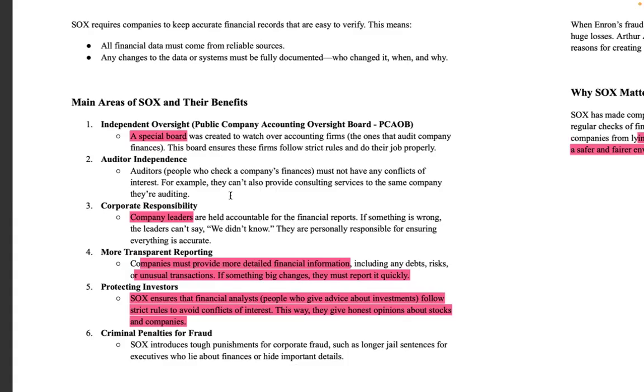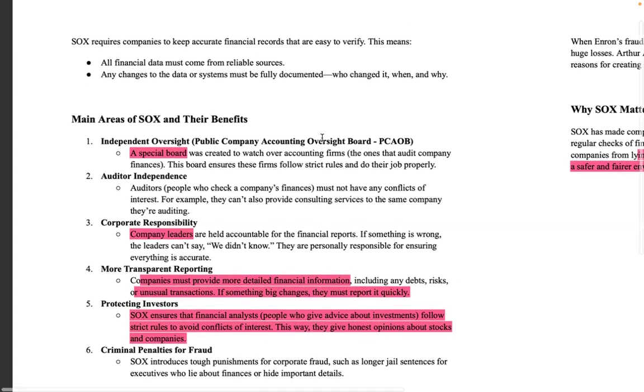So first of all, you need to have an independent oversight board. This board is called the Public Company Accounting Oversight Board. It's basically just going to watch over accounting firms. Are they engaging in any unethical activity? Are they following the strict rules that are imposed on them? Are they doing their job properly? Just very general things.